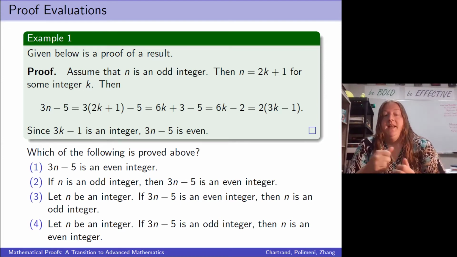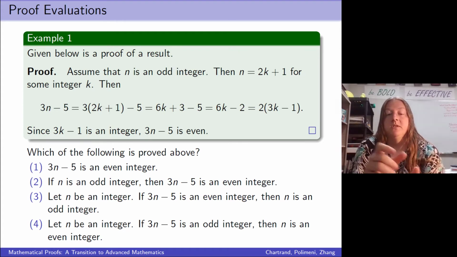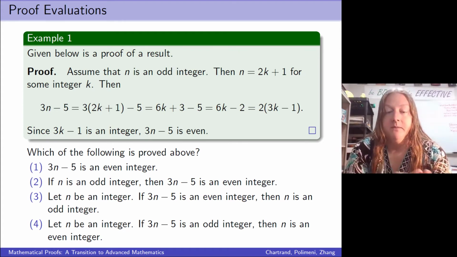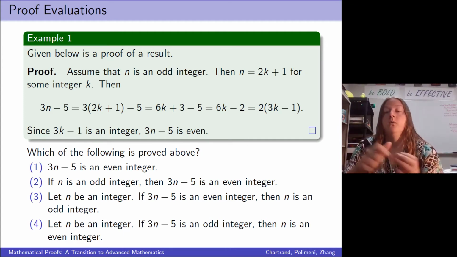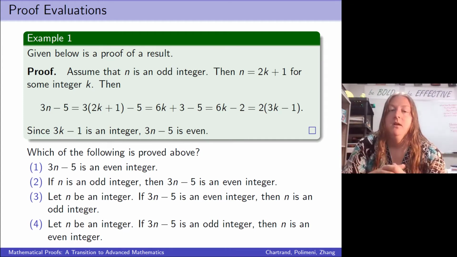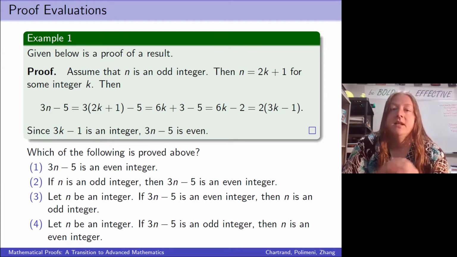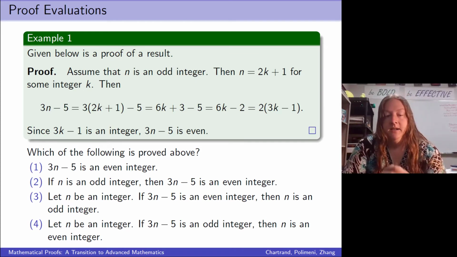Statement 3 says let n be an integer. If 3n minus 5 is an even integer, then n is an odd integer. Well, to prove this, we would assume that 3n minus 5 is even, or we would assume that n is even. We've done neither of those things, so 3 is not an option.